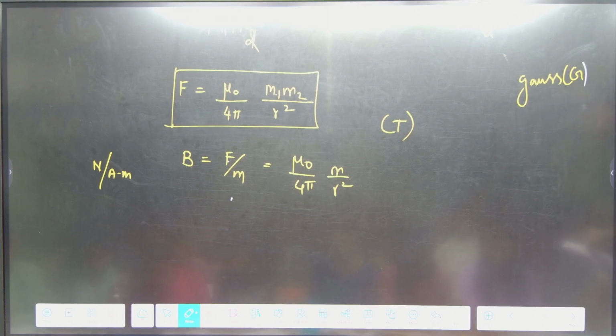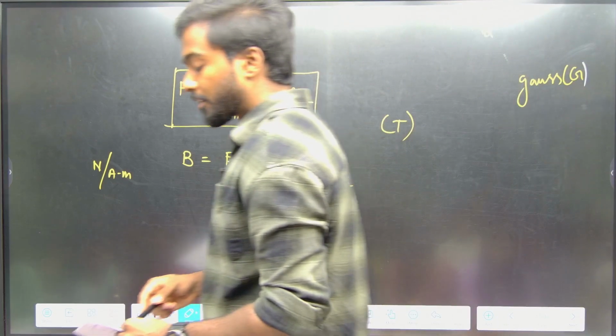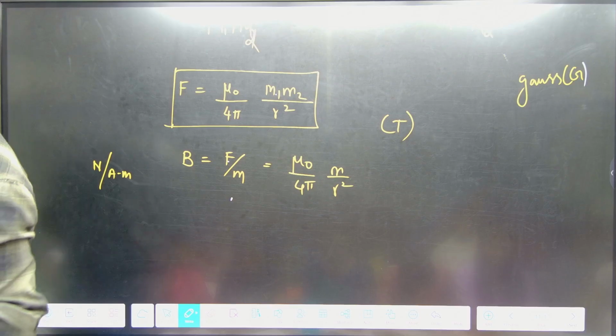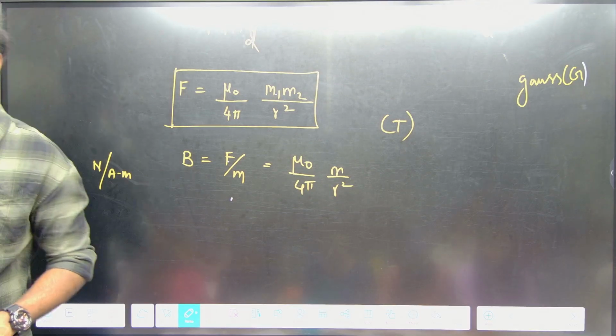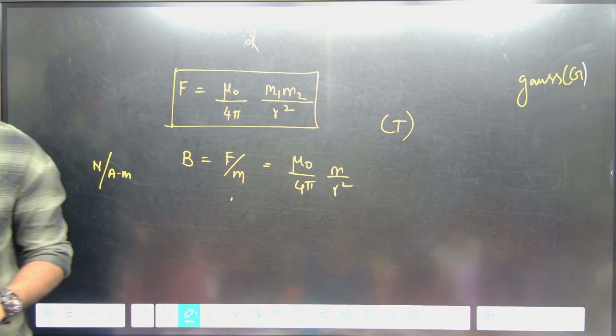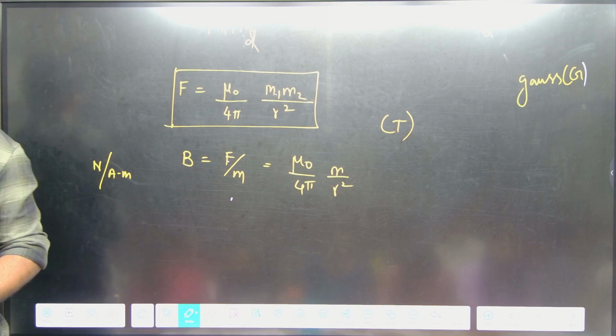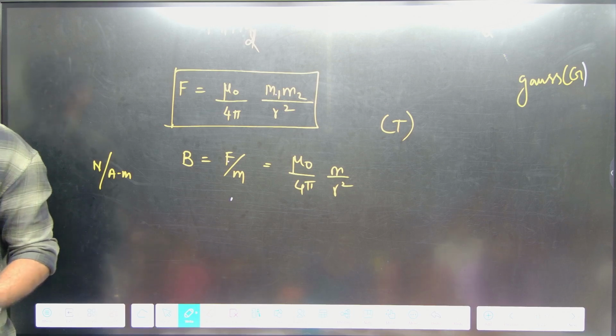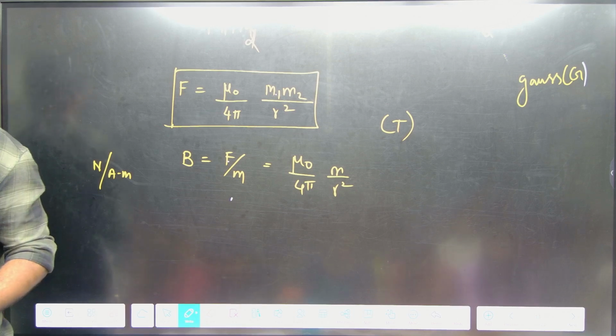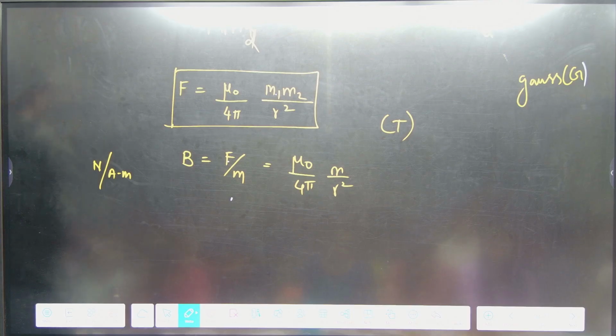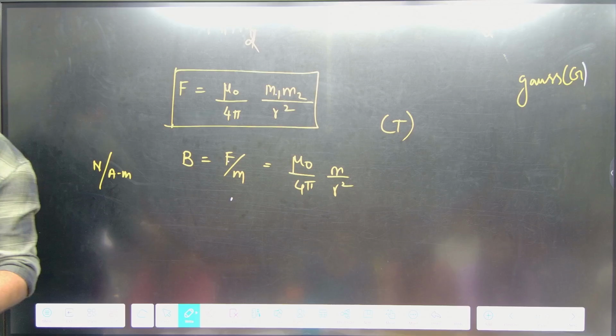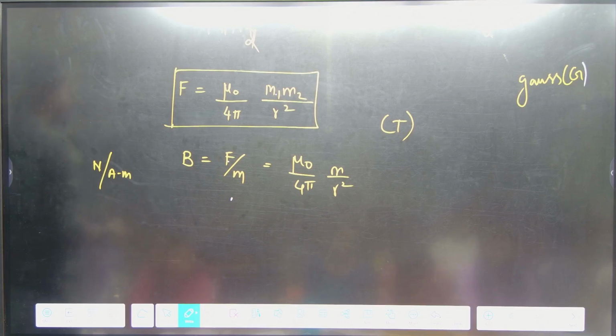And then write the relation. 1 Tesla is equal to 10 power 4 Gauss. 1 T is equal to 10 power 4 G. So 1 G will be equal to 10 power minus 4 Tesla. So we have talked about the torque on the dipole also, which is nothing but m cross B.